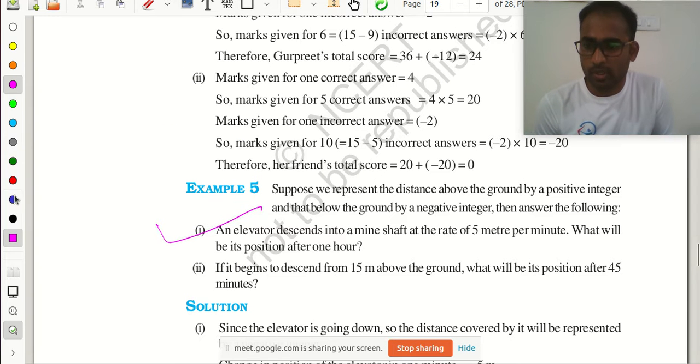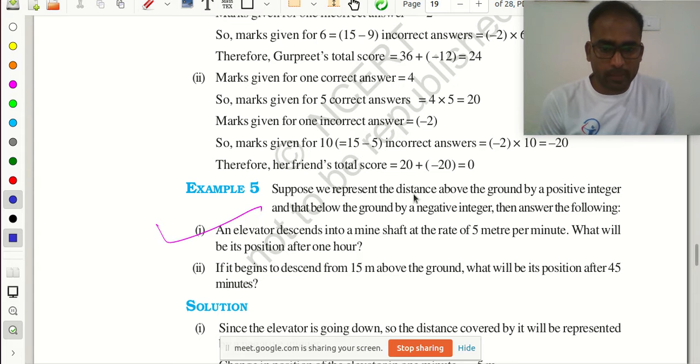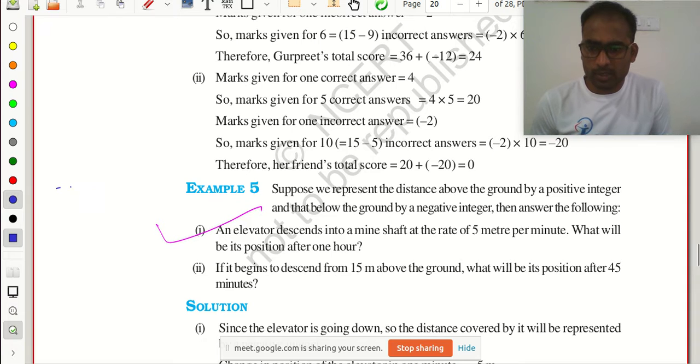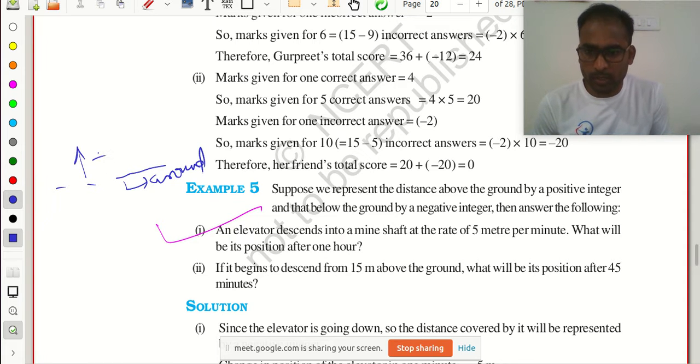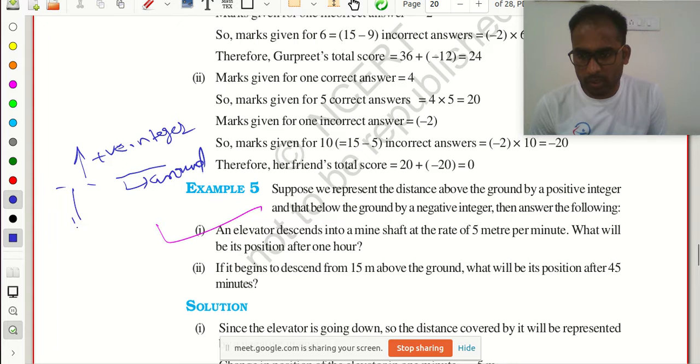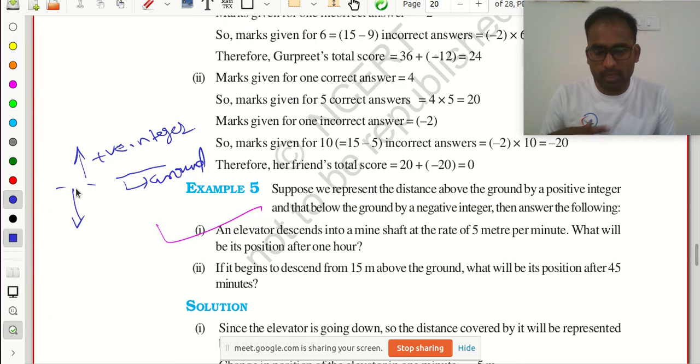See here, I will read this question. Suppose we represent the distance above the ground by a positive integer. Suppose this is our ground. The distance above the ground is a positive integer, and that below the ground is a negative integer. If you dig inside the ground, that acts as a negative integer.